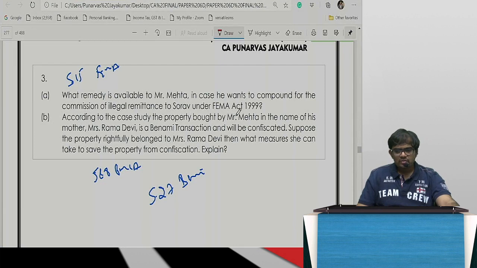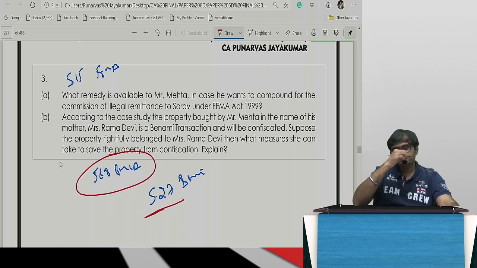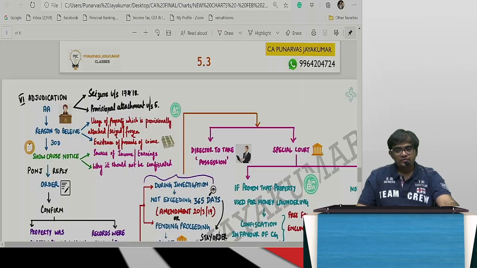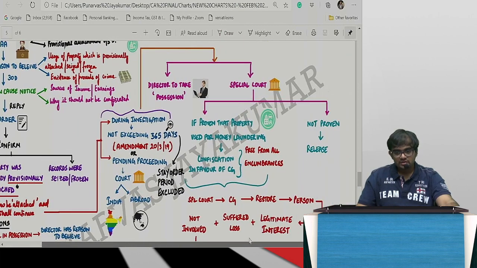According to the case study, property bought in the name of mother is a benami and will be confiscated. Suppose the property rightfully belonged to Mrs. Ramadevi. What measures she can take? So you can just write basics of 27, but predominantly the answer is on 5 and 8 of PMLA. If you remember our chart here, special court, it will go for possession and confiscation.